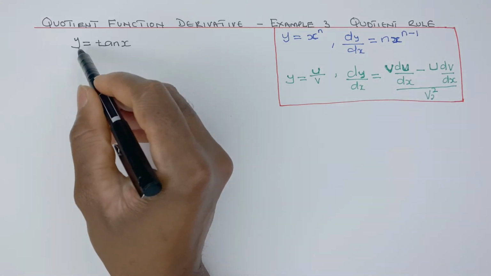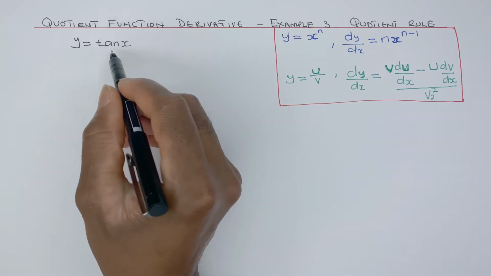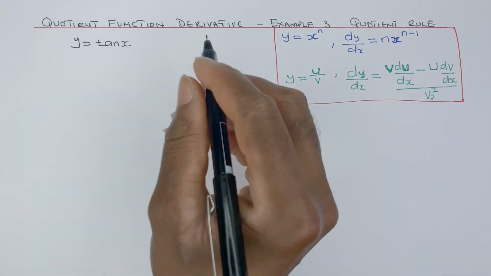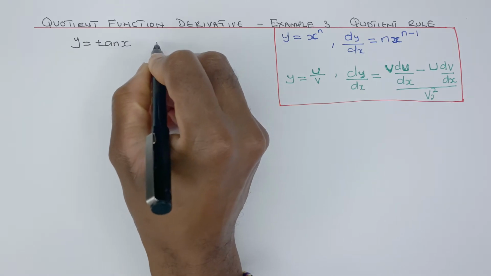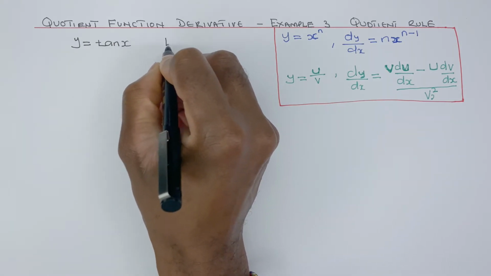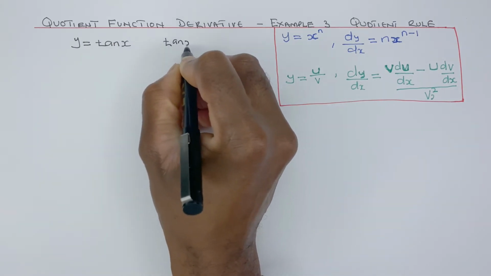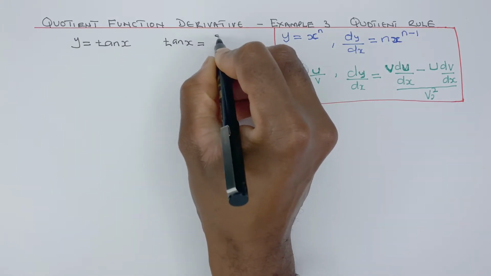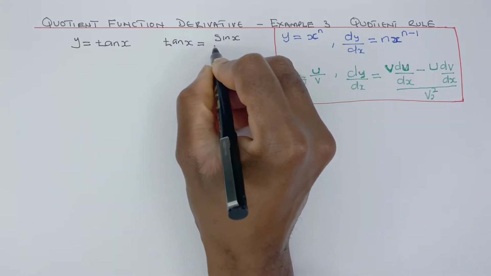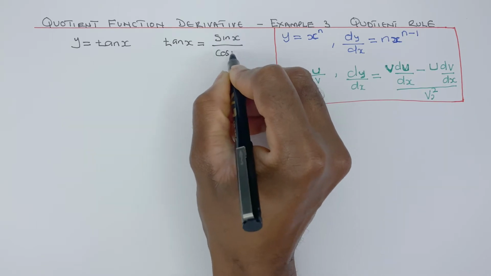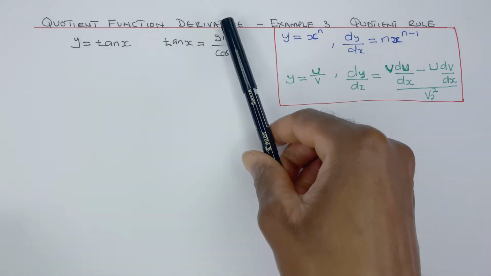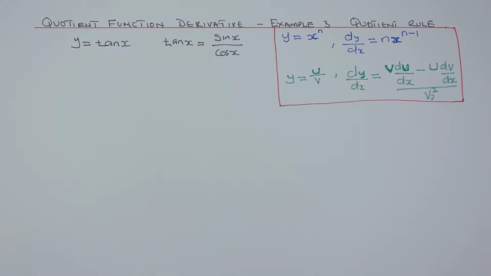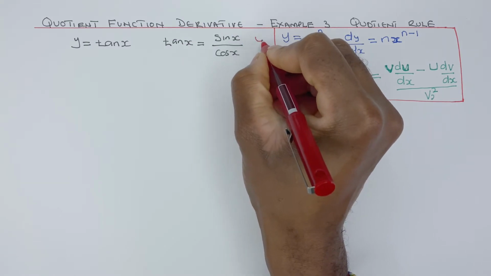I've got a function here, y equals tan x. But in trigonometry, tan x is also sine of x over cos of x. So this is a fraction function. So therefore, I could say this is u over v.